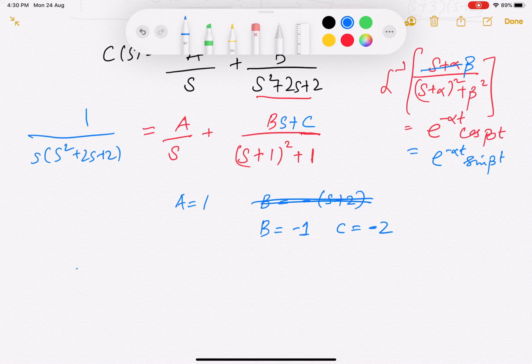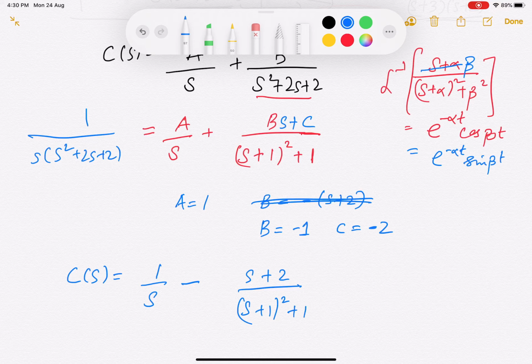So basically you open up your C(s) and you write it like 1 by s minus (s plus 2) divided by (s plus 1) whole square plus 1, right? So you can multiply the two sides and you'll see that this is s square plus 2s plus 2 minus s square minus 2s, and you're left with 2 at the end, right? So this is s square plus 2s plus 2 minus s square minus 2s. So you're left with 2. So you have to put a half here, right?